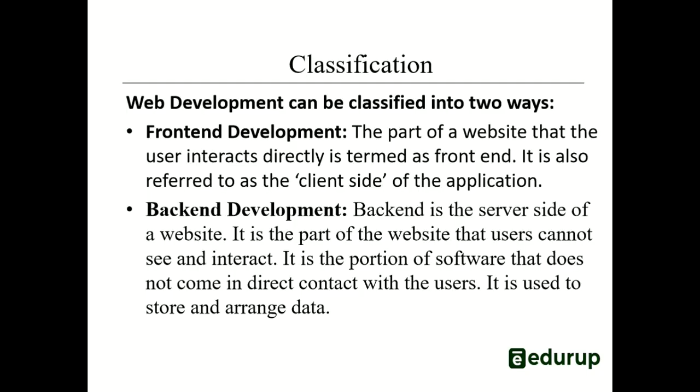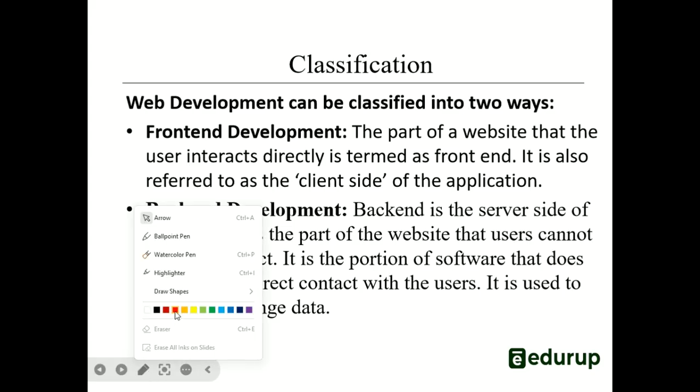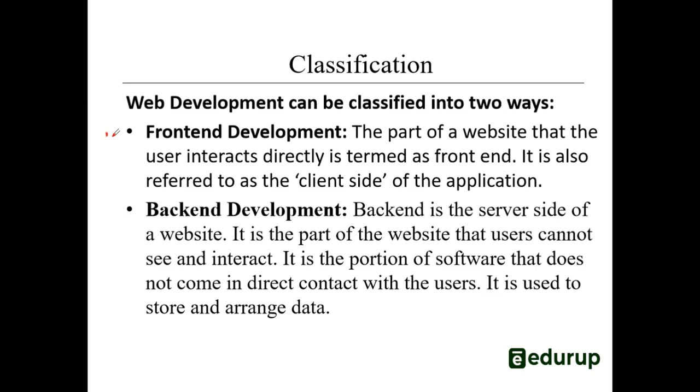Next, we are moving ahead with the classification. Web development can be classified into two ways. What are the ways, everybody? It's very simple. First is front-end development, second is back-end development. This is very important. Front-end development, the part of a website that the user interacts with directly, is termed front-end. It is also referred to as the client side. What we say? Client side of the application.